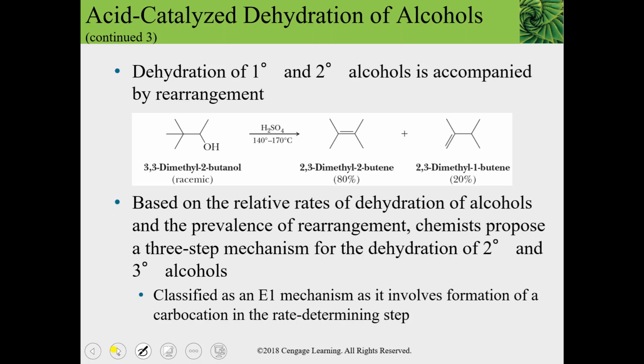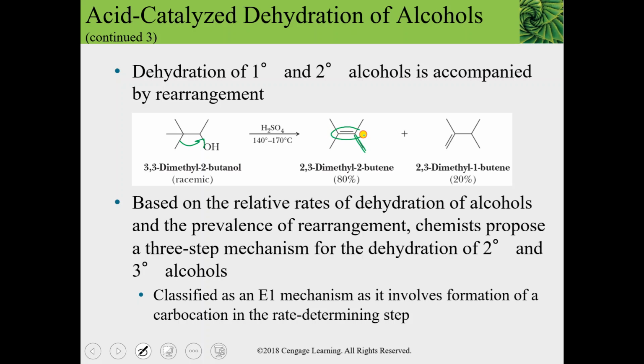All right, so when we talk about dehydration of a primary and secondary alcohol, we are going to get rearrangement. That's why we get a racemic mixture, because when we get the rearrangement and our double bond is formed, it's happening because we have a rearrangement. If you look closely here, it's going to be a 1,2 methyl shift here. That's what this is, okay?